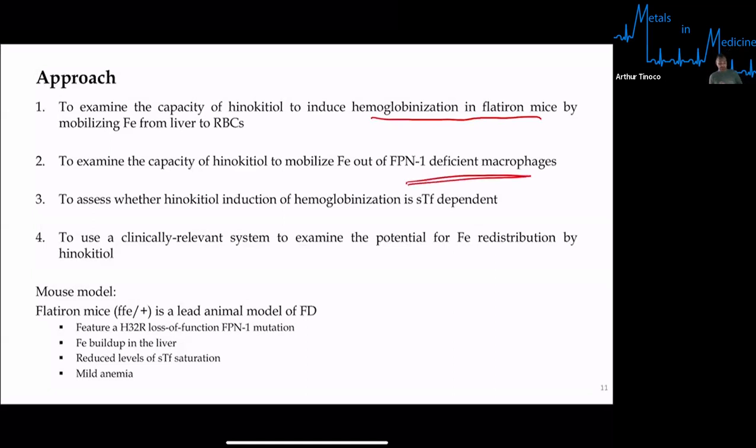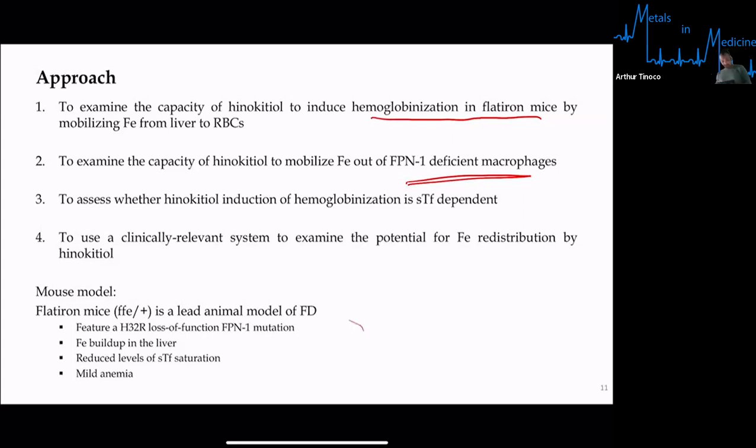So can it actually have that capacity of moving it out of these white blood cells? And then to assess whether the ligand can induce hemoglobinization in a serum transferrin dependent manner. And then finally, using this context, to go to the human level. So not working with humans directly, but working with a clinically relevant system, in an ex vivo fashion, to examine the potential for the iron redistribution by the actual ligand.